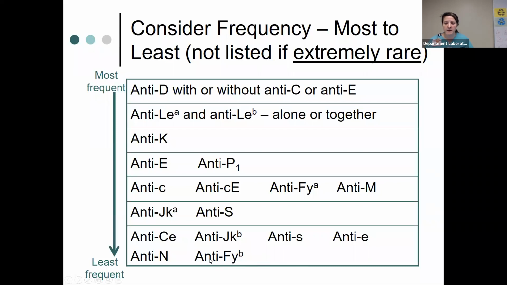Duffy A is down here at the bottom, least frequently, or Duffy B. But you will see some sickle cell patients that have anti-Duffy B. They'll also probably have anti-E, maybe anti-Kel. Sickle cell patients are a very complex blood bank workup because they've been transfused so much, they've built multiple antibodies.